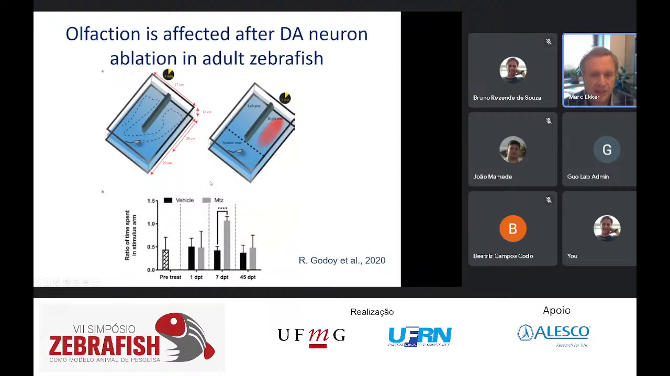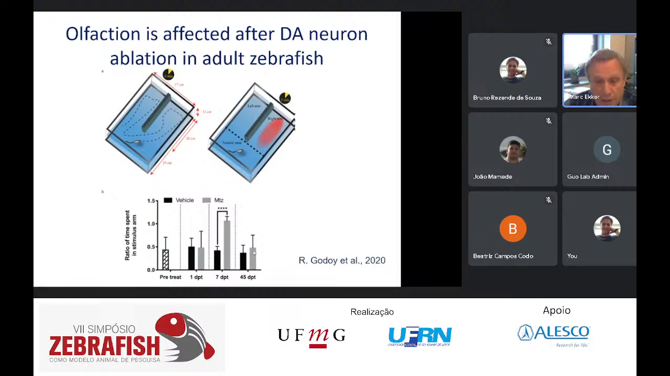Rafael did the olfactory test again, and what happened is that shortly after treatment, if we look at 7 days, there was an increase in time spent by the fish that were chemogenetically ablated in the arm where the nociceptive stimulus has been added, a place where the fish would not normally go. But this impaired olfactory response that was observed 7 days after the metronidazole treatment was pretty much back to normal when you looked 6.5 weeks later.